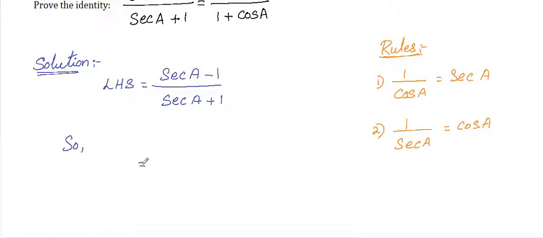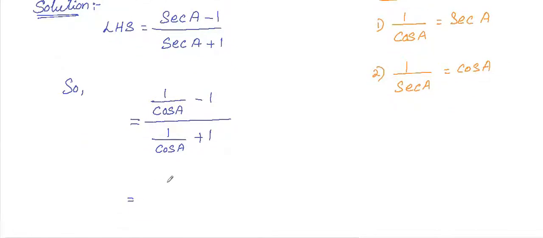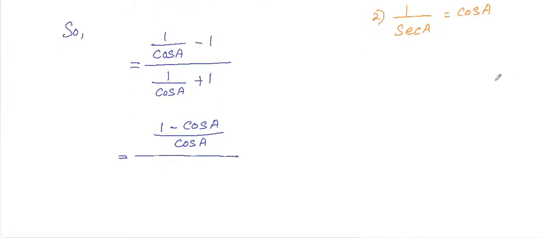So if we replace sec A by 1 by cos A, we'll get (1 by cos A - 1) whole divided by (1 by cos A + 1). Now take the LCD and simplify. So we'll get (1 - cos A) divided by cos A, whole divided by (1 + cos A) divided by cos A.